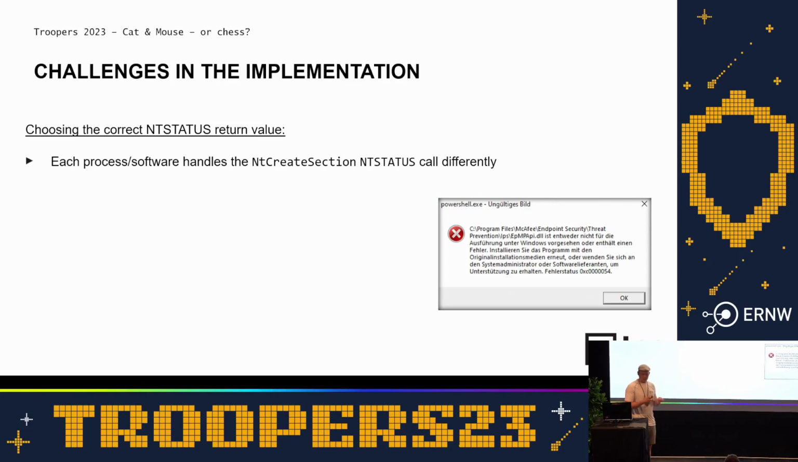Then there is one more thing. Yeah, it was not as easy as I said. One issue after another. At some point you have to choose which error code to return for NT_create_section. Because if you do return an error, like for example this value in the very end, this NT status code, then you will get this error message, which just says, okay, the DLL failed to load. It was not possible to load this specific DLL. In this example, it's for a McAfee DLL.